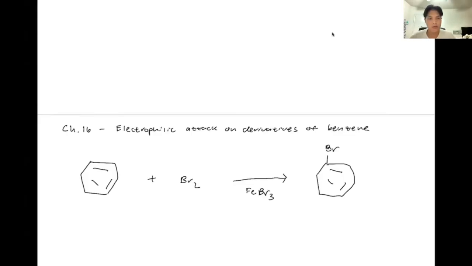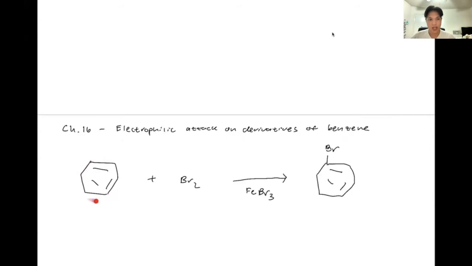Okay, hello, welcome to chapter 16. The title of this chapter is Electrophilic Attack on Derivatives of Benzene. It's going to deal with a lot of concepts that you learned from the previous chapters of electrophilic aromatic substitution, the EAS for short. And this is just a quick review.